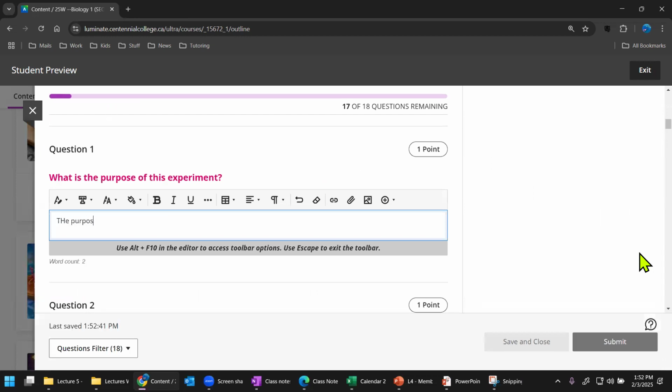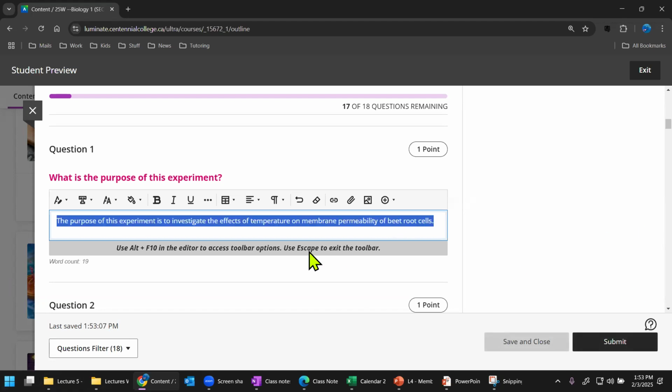All right. So the purpose of this experiment is to investigate the effects of temperature on membrane permeability of beetroot cells. That's it. Okay, you can copy this one. I give you permission to write exactly like I do here. Right here, I'll even put it in the chat for you, so you don't even have to take a picture. All right, that's all I'm looking for. Nice and short and concise.